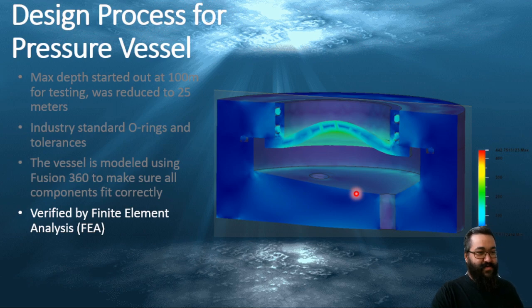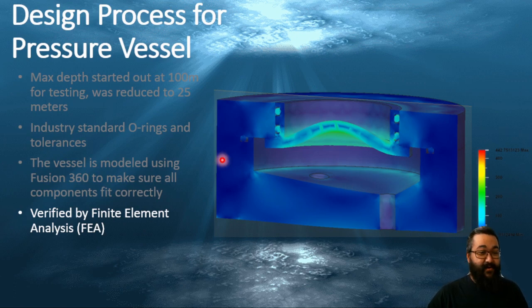After it was designed, what Fusion allowed me to do was to run a finite element analysis. This allowed me to pick the material that I wanted. In my case, I wanted it to be see-through, so I picked acrylic. And this allowed me to determine the thickness of the material for the pressure vessel.